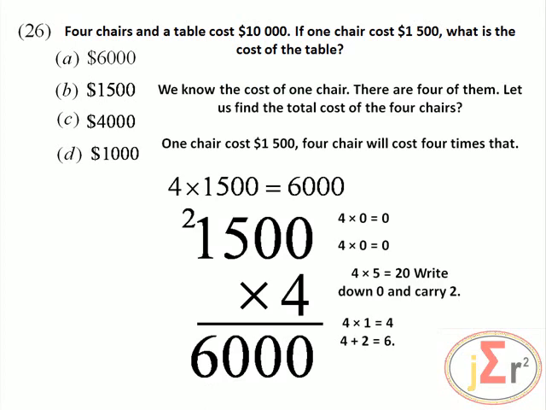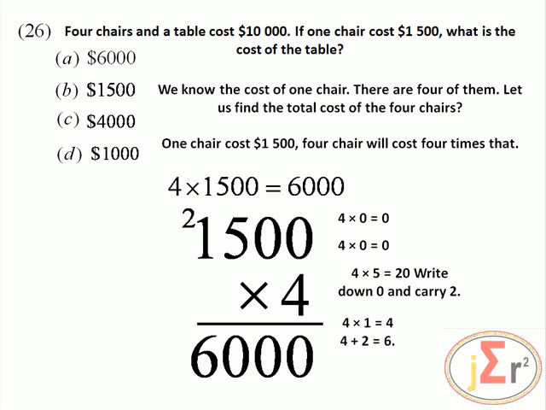What option is that, Jerry? Oh, the question is not finished yet. We need to determine the cost of the table. Good. So you are paying attention. So we need to determine the cost of the table now. It says 4 chairs and a table cost $10,000. If one chair costs $1,500, what is the cost of the table?